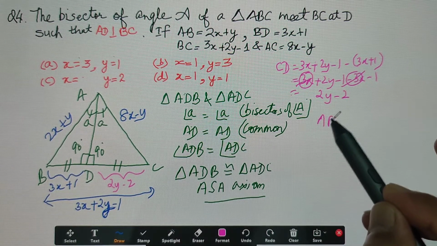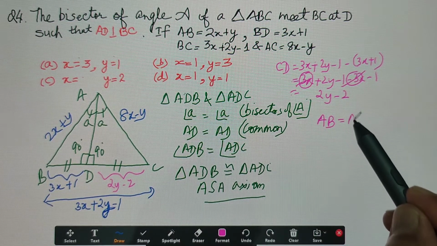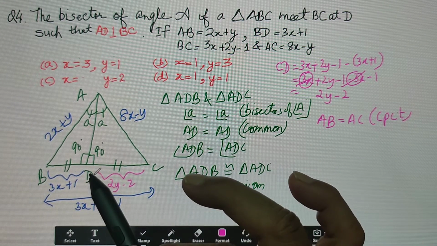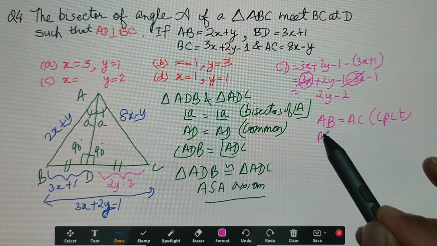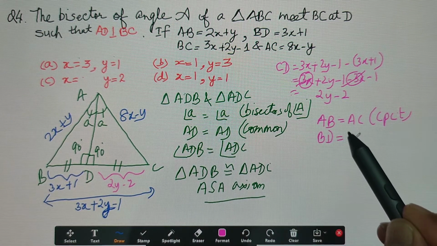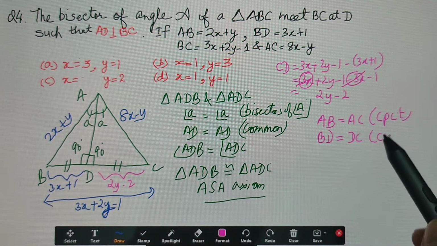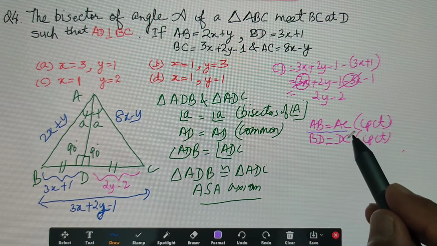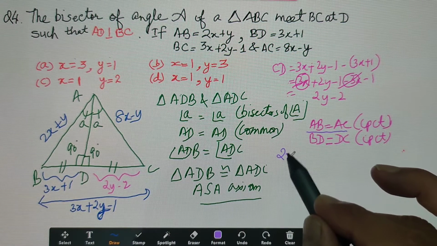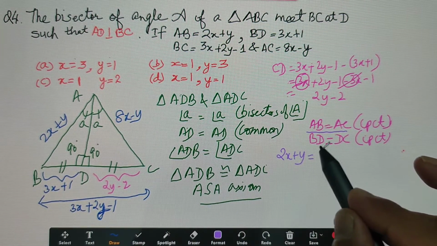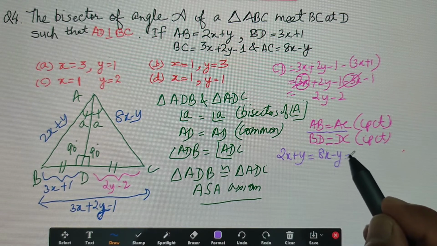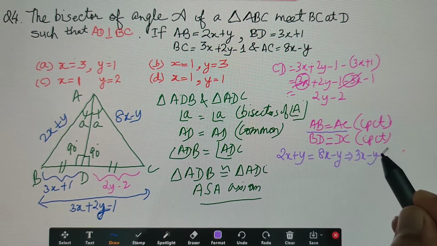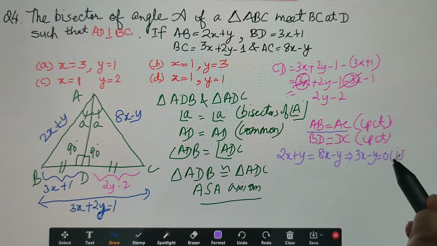That means the side AB is going to be equal to AC. That is going to be by CPCT. And D is the midpoint, and therefore BD is going to be equal to DC again by CPCT. Okay, let us consider the first case where AB is equal to AC. That means 2x plus y is equal to 8x minus y. If we were to solve this equation further, we are going to get 3x minus y, which is equal to 0. Now this is the first equation.